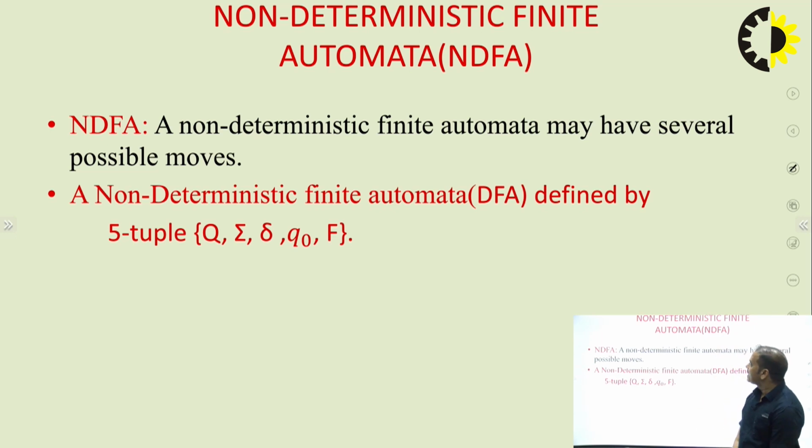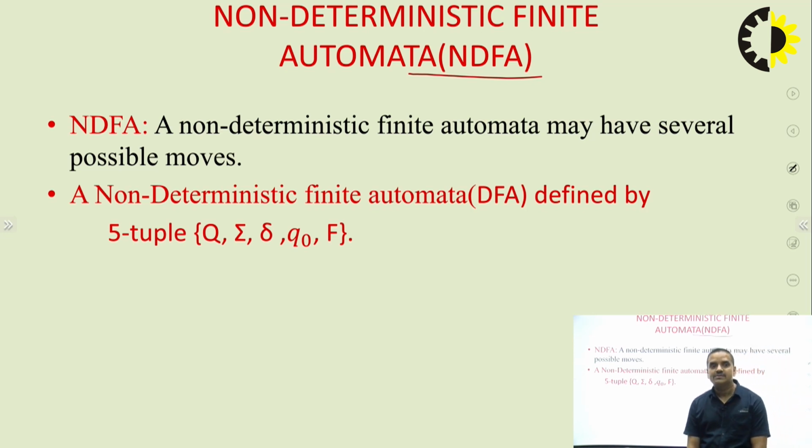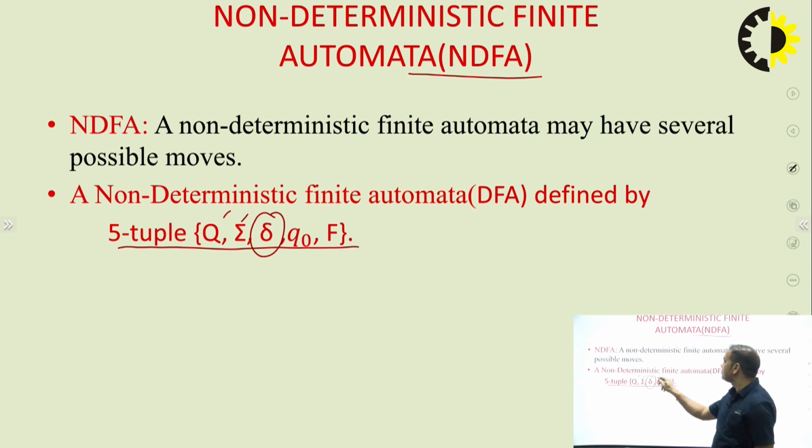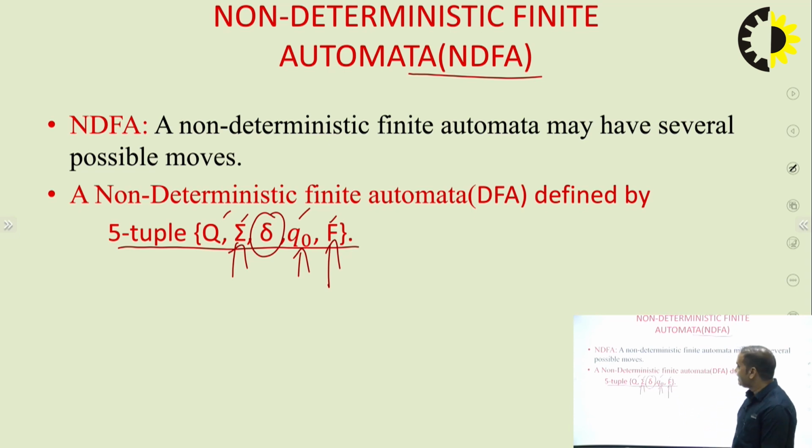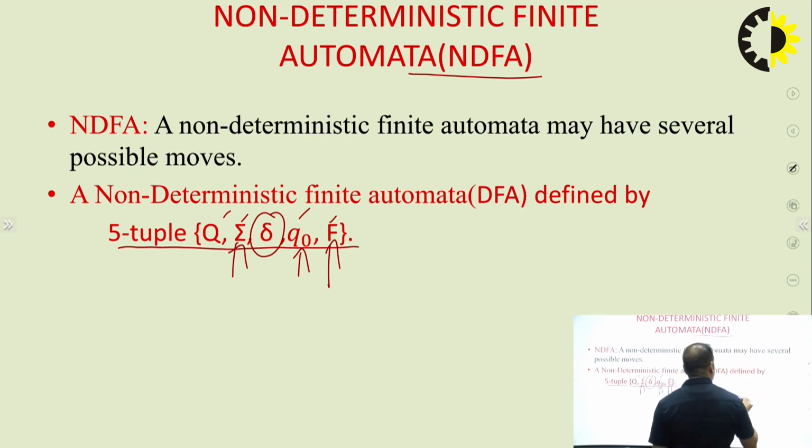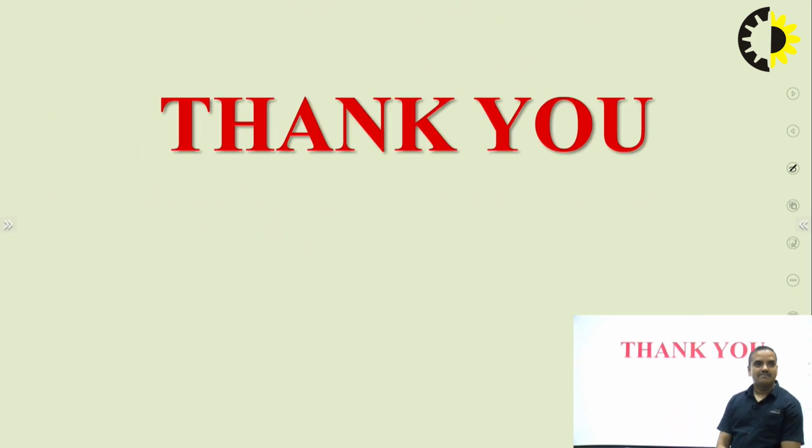Now, the second part is non-deterministic finite automata, shortly known as NDFA. An NDFA, or non-deterministic finite automata, may have several possible moves. That means if there is more than one move, then the finite automata is called NDFA. NDFA is also a five tuple. The difference is only in the transition function delta; otherwise, there is no difference in the remaining symbols. Q is the set of internal states, sigma is the set of input symbols, Q naught is the initial state, and F is the subset of final states. And here delta is the transition function, and the transition delta is different from DFA.